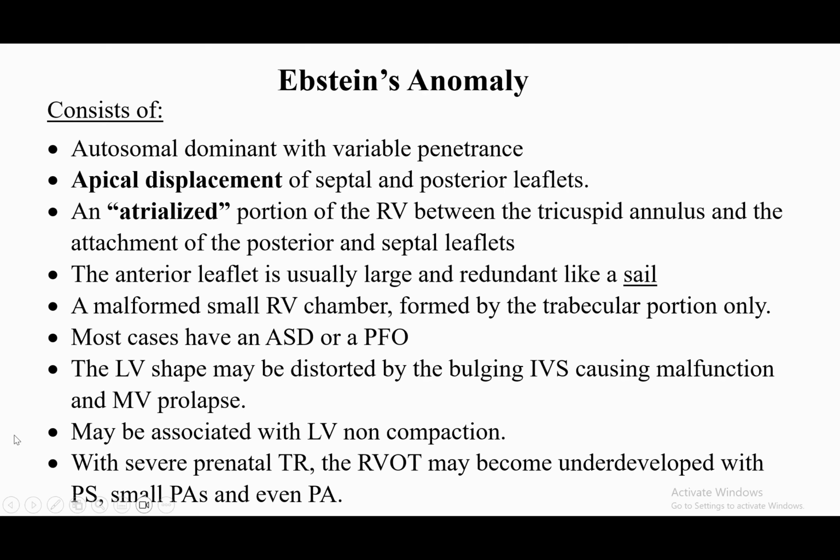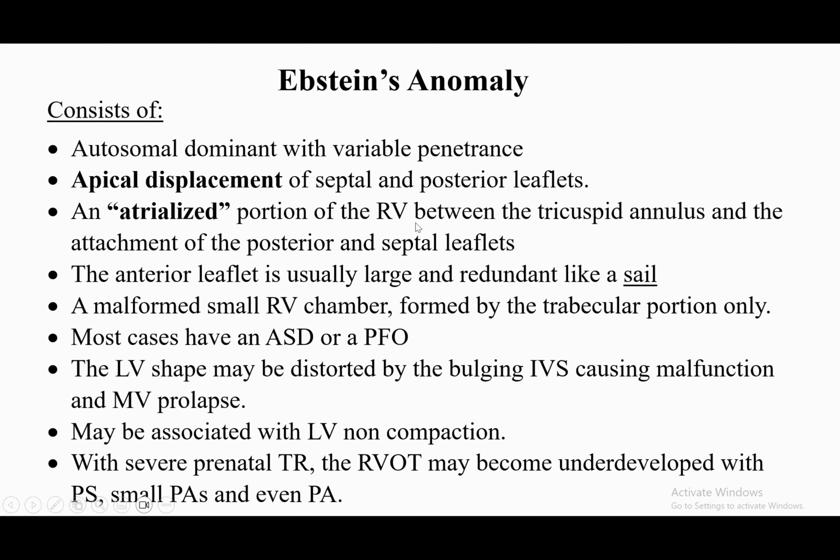And lastly, we'll talk about the Ebstein anomaly. The Ebstein anomaly is autosomal dominant with variable penetrance. There is an apical displacement of the septal and posterior leaflets of the tricuspid valve. So part of the RV becomes atrialized, that is, it becomes thin and similar to the atrium with thin wall.